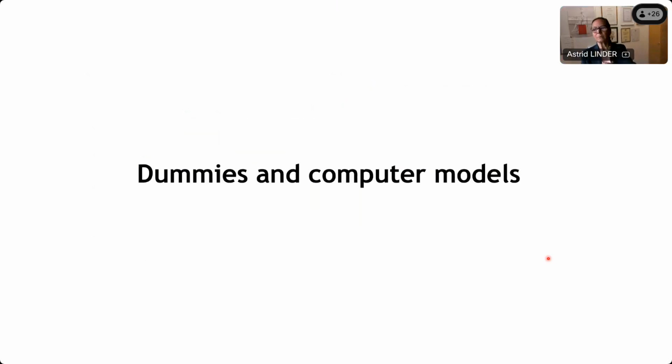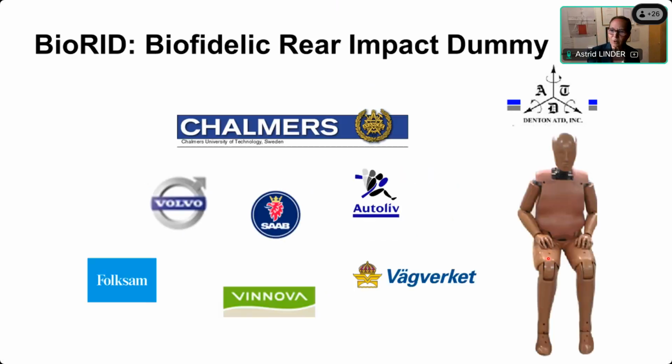Okay, now focusing on the SET. The SET is the seat evaluation tool. It's a physical tool. So where did all this start? It started with the BioRID. Before that, we didn't have any tools or crash test dummies for low severity impacts. So I told you about this guy before.